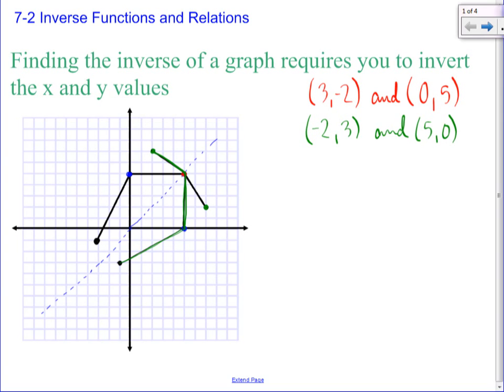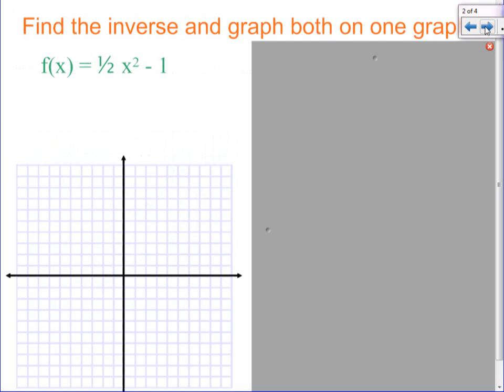Any questions on that? Okay, so let's try one that's a little bit more difficult. So find the inverse and graph both on one graph. So first let's find the inverse. So again I said to find the inverse of something, now we have an equation, we switch the x and the y. Now f of x is the same thing as writing what? A y, okay? So this is really y equals 1/2 x squared minus 1. That's the exact same equation.